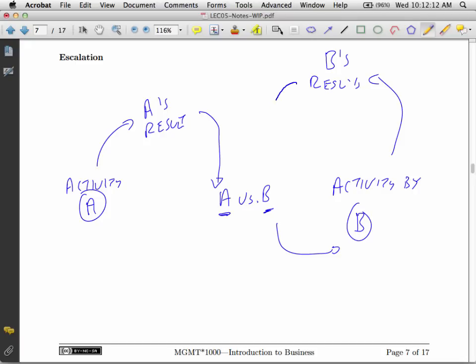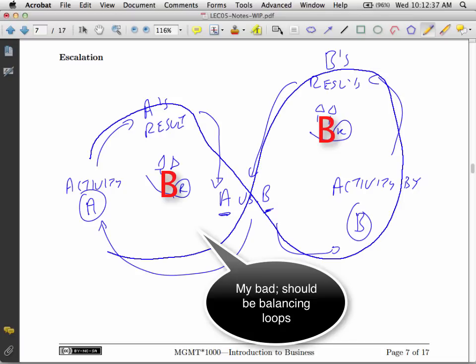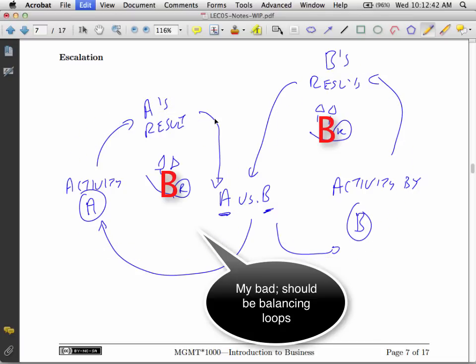B's results, and then we have this comparison again, and A says, you know what, I'm losing this race, I'm going to invest more. So we have some activity here, and this is a reinforcing loop, and this is a reinforcing loop, and we end up with this situation going on infinitely. You can see the infinity sign being drawn in there. We have an escalation situation.